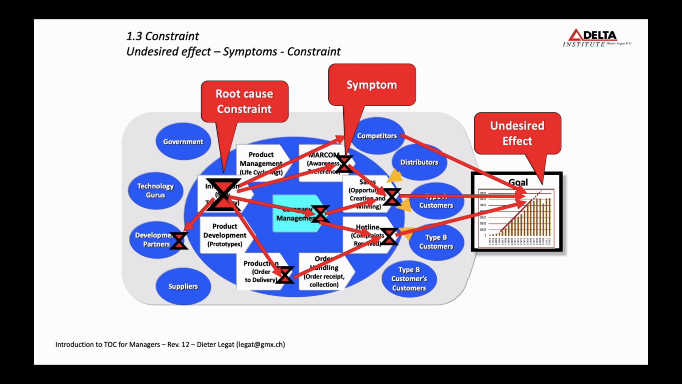Second item is symptoms. Problems appearing in our business systems element. Remember, they can be inside or outside of our own organization. And third, the root cause constraint, the source of this undesired effect.